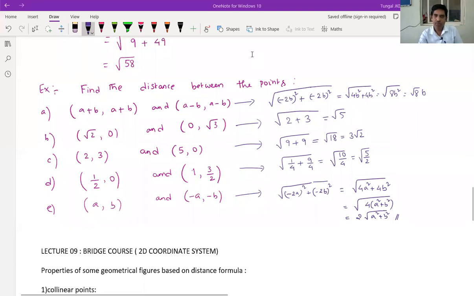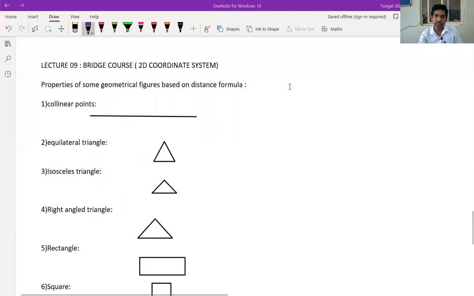Right. Now come to today's class. Observe. In this one, we will discuss properties of some geometrical figures based on the distance formula. First one is collinear points. Geometrical figures means, as we already know from lower classes, triangle, rectangle, rhombus, parallelogram, like that. Those are all called geometrical figures. Now, the first one we are discussing is the property of collinear points.